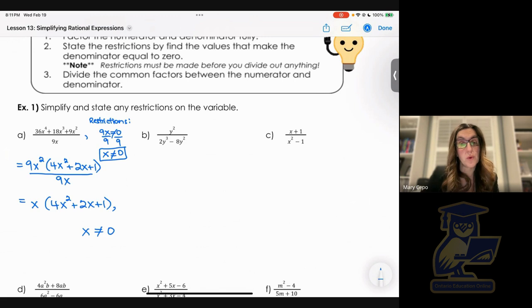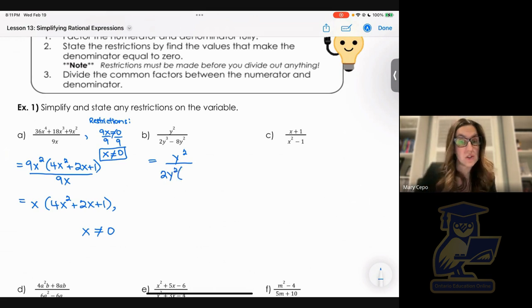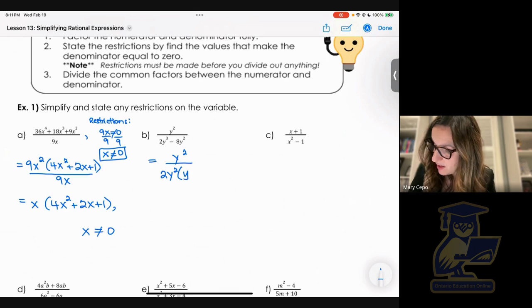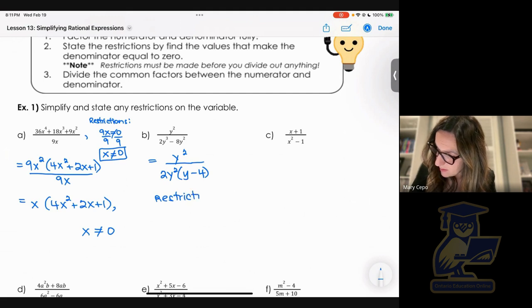Looking at B, again, we always want to make sure that when we state our restrictions, our denominator can never equal 0. In this case, we try to see if we can factor the denominator, and they do have a common factor of y squared. Actually, 2y squared, even greater. So you look at 2y squared. If we take 2y cubed divided by 2y squared, we're left with y minus 4. When your denominator is fully factored, it's a little bit easier to state and see the restrictions. So in this case, our restrictions include, we know 2y squared cannot equal 0, but we also know y minus 4 cannot equal 0.